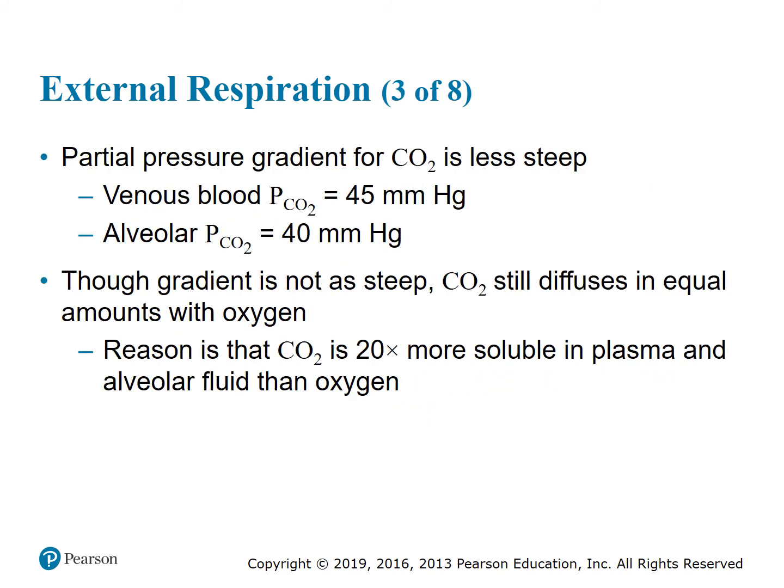On the other hand, the partial pressure gradient for carbon dioxide is less steep. For venous blood, the partial pressure of carbon dioxide is 45 millimeters of mercury, whereas alveolar partial pressure of carbon dioxide is 40 millimeters of mercury. So the gradient is not as steep, however CO2 still diffuses in equal amounts with oxygen. The reason for that is that CO2 is 20 times more soluble in plasma and alveolar fluid than oxygen.